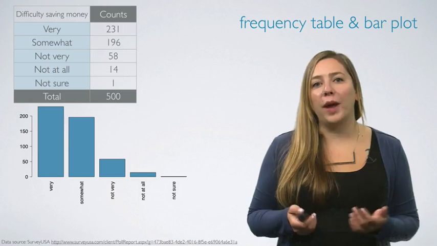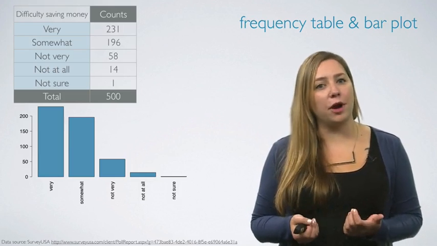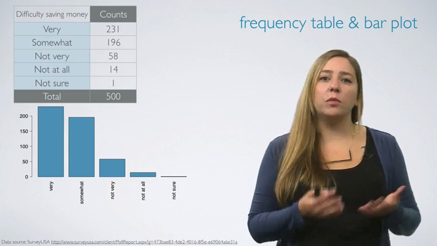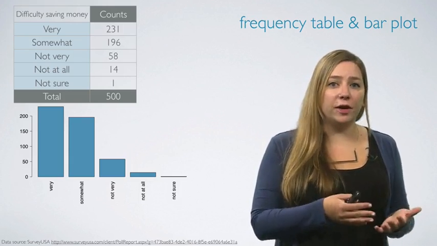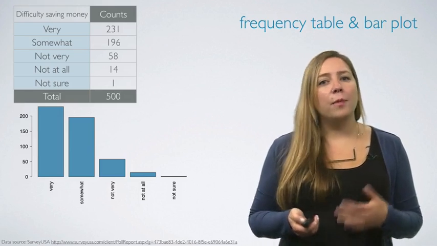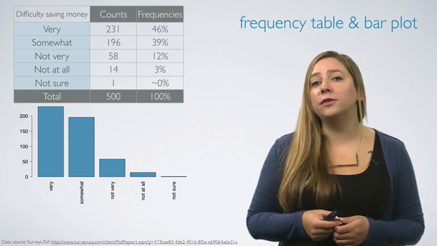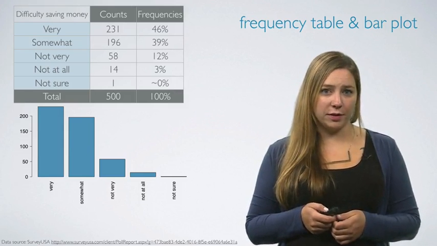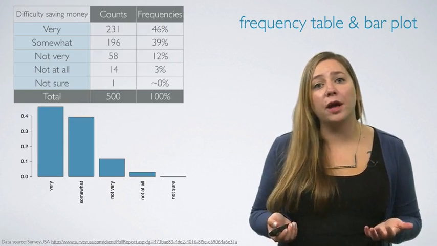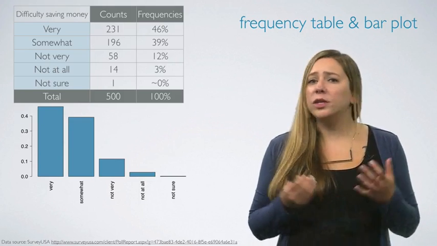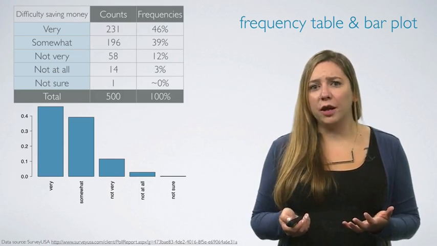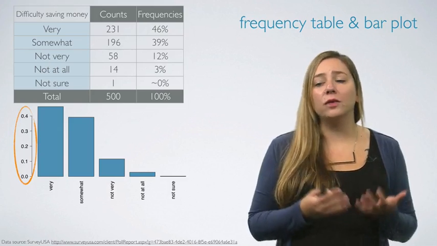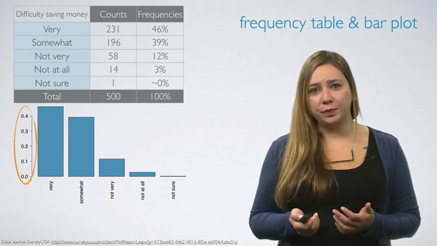A graphical way of representing these data is a bar plot. These raw counts do tell us something about the data. Most people find it more difficult than not to save money. But we usually consider the relative frequencies when evaluating the distributions of categorical variables. We can also make a bar plot of these relative frequencies, which looks just like the original bar plot, but just has the relative frequencies instead of the counts on the y-axis.